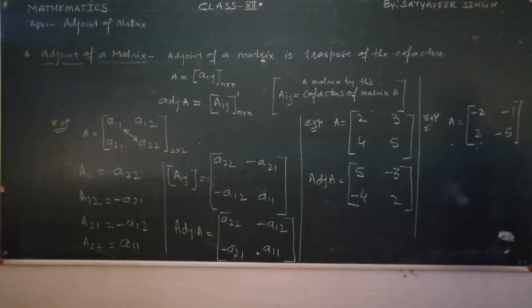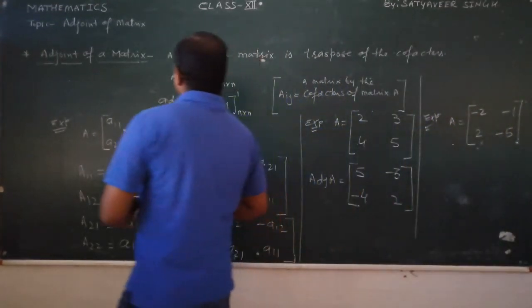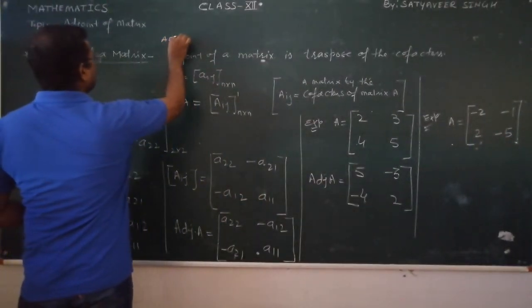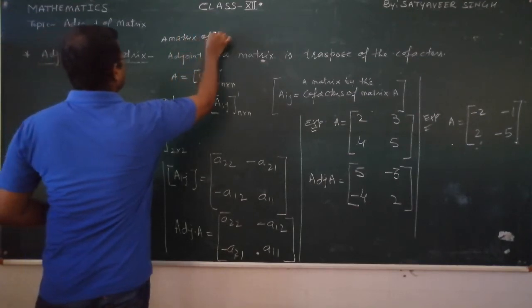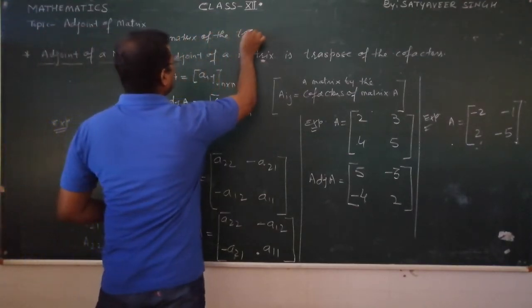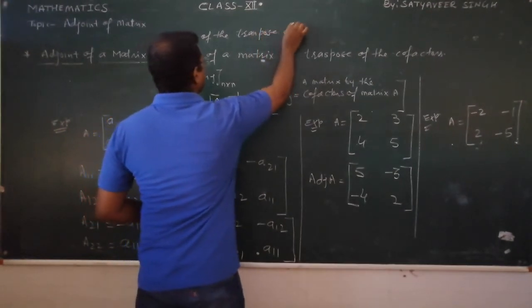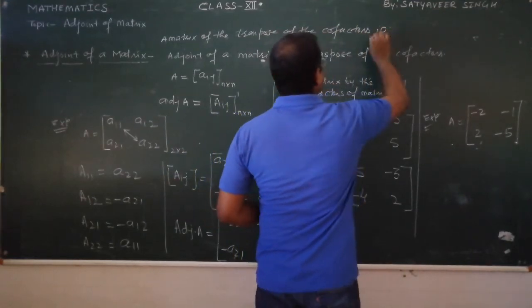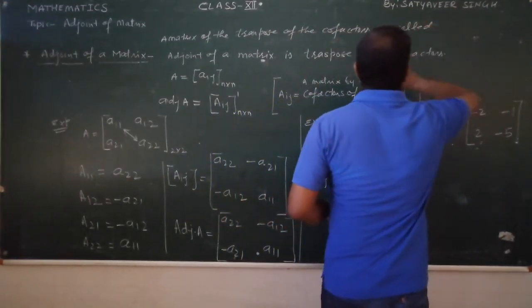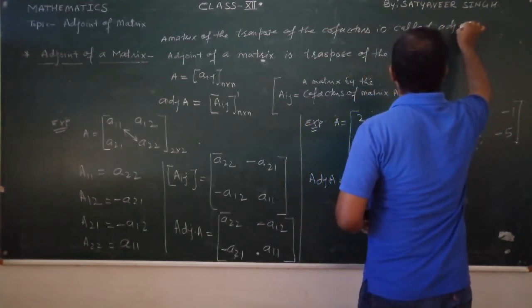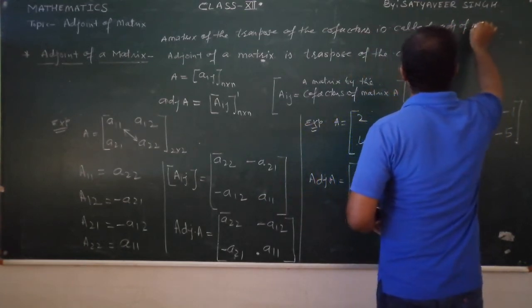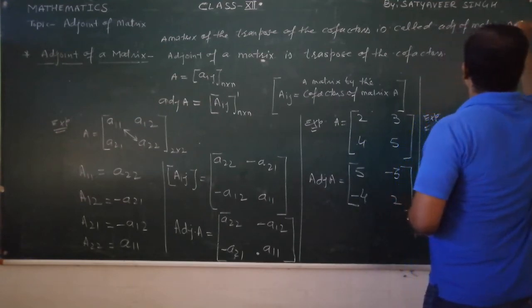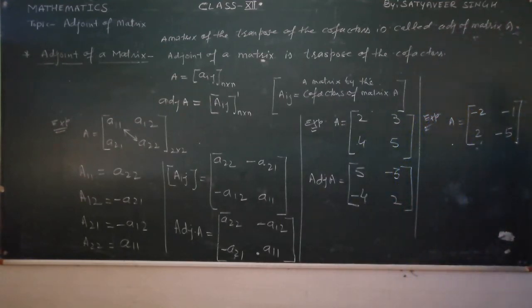of the cofactors. Here I should write a matrix of the transpose of the cofactors is called adjoint of matrix A. This is also the definition which we have developed from here, and the short and sweet definition is this.